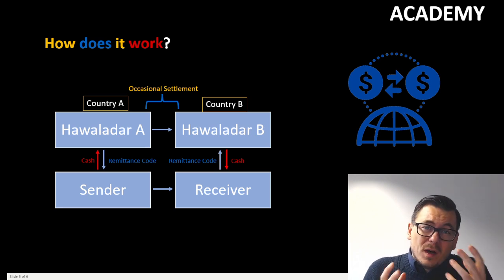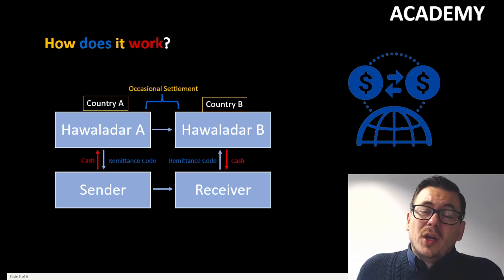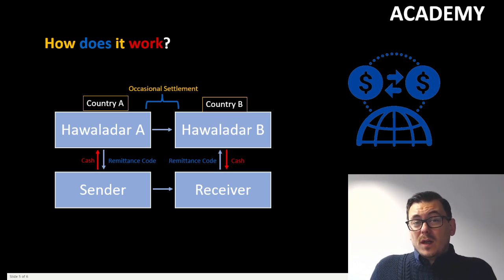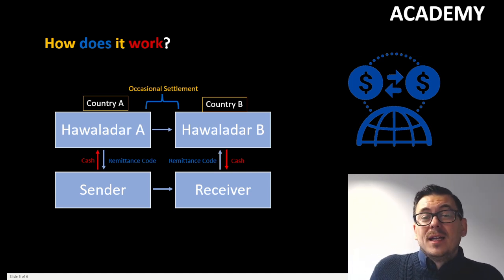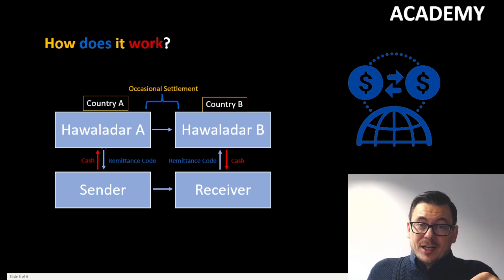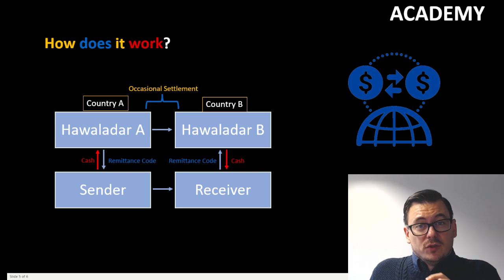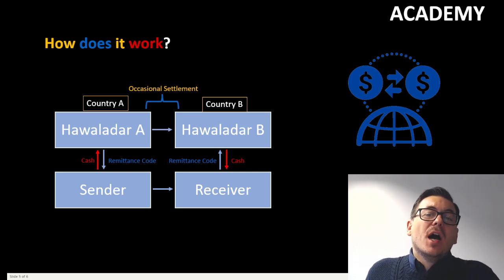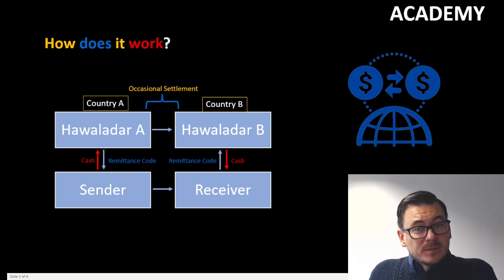So how does this Hawala system work? Well, you have a sender in one country, country A, who goes to the Hawala man or the Hawaladar in country A, and deposits an amount of cash. Of course, the Hawala will take a percentage in transfer fees. This Hawala then contacts the Hawala B in country B and asks the Hawala to pay out a certain amount of cash to the receiver.